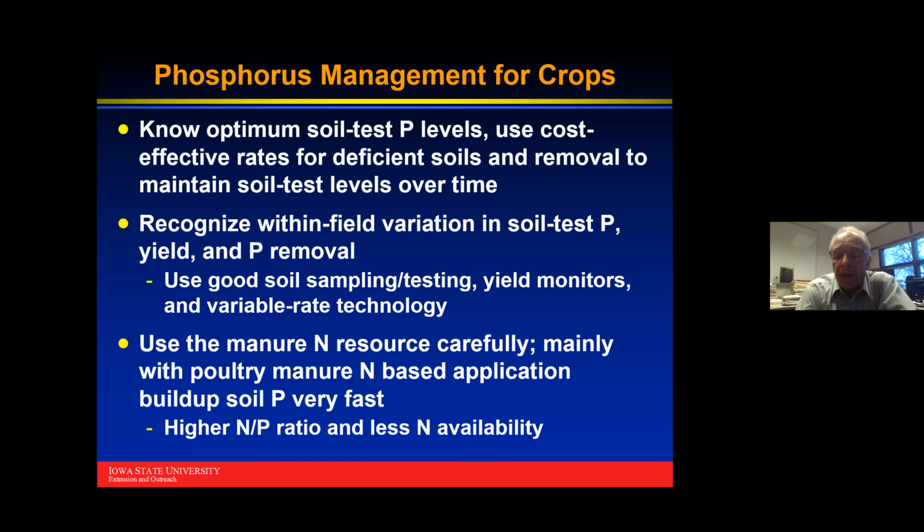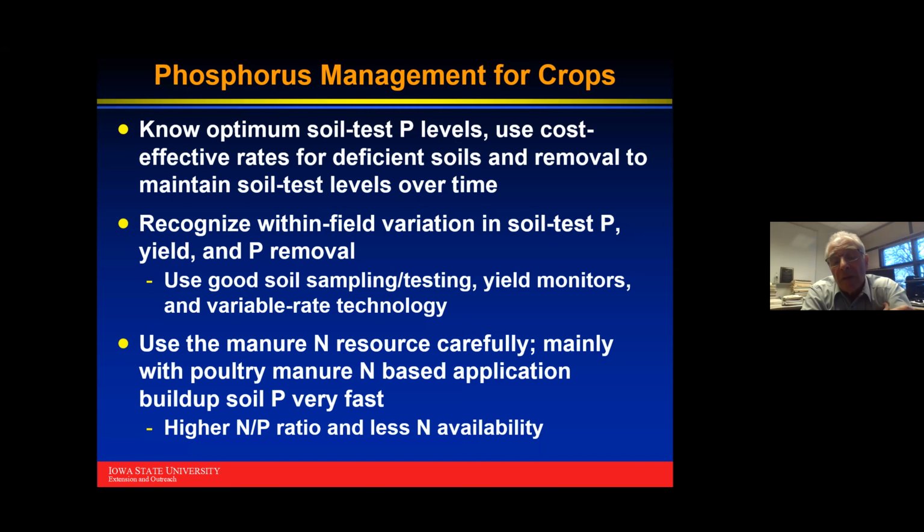When I start any phosphorus and water quality talk, I start with this, because most likely there are some consultants listening. I want to send the message that the first step in order to avoid contamination of water supplies with phosphorus is to do good crop and soils management. So we need to know the optimal soil test levels, use cost-effective rates for deficient soils, and use removal estimates to maintain soil test values over time.